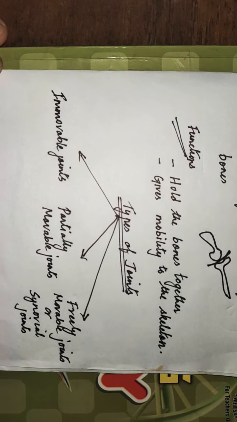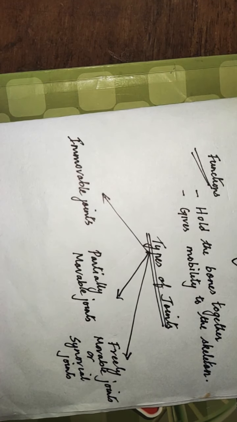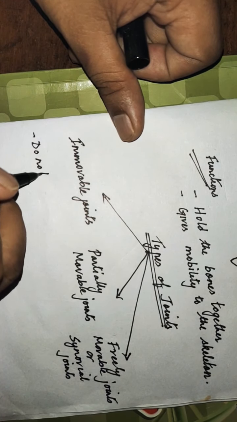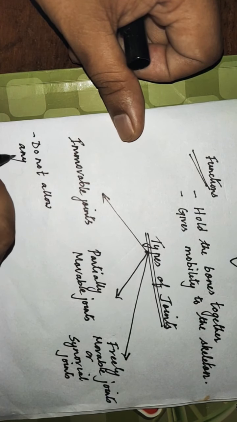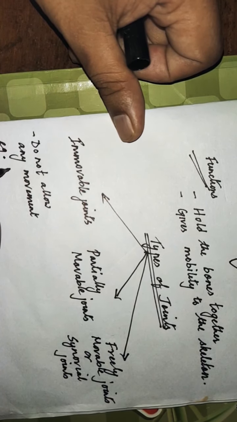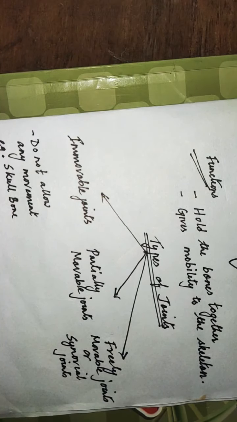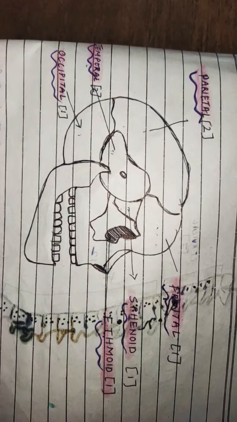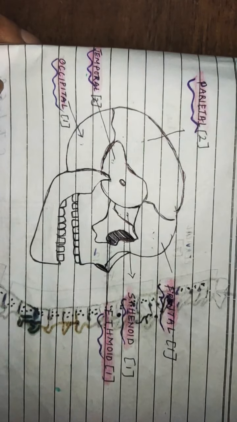All right, so let us learn the types one by one. So by the word immovable joints, which does not allow any movement. Example, skull bone. So immovable joint means which does not allow any movement. Example of an immovable joint is the skull bone. It does not allow any movement.